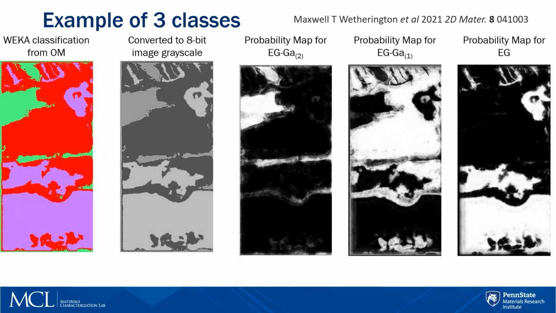And so this is what it looks like when, in this case, we have 3 different classes of features within the image. And as I mentioned, we can classify more than 3. I don't know what the limit is, but you can go much greater than 3. And now we have these probability maps for each of those unique classes that we've defined within the WEKA software.